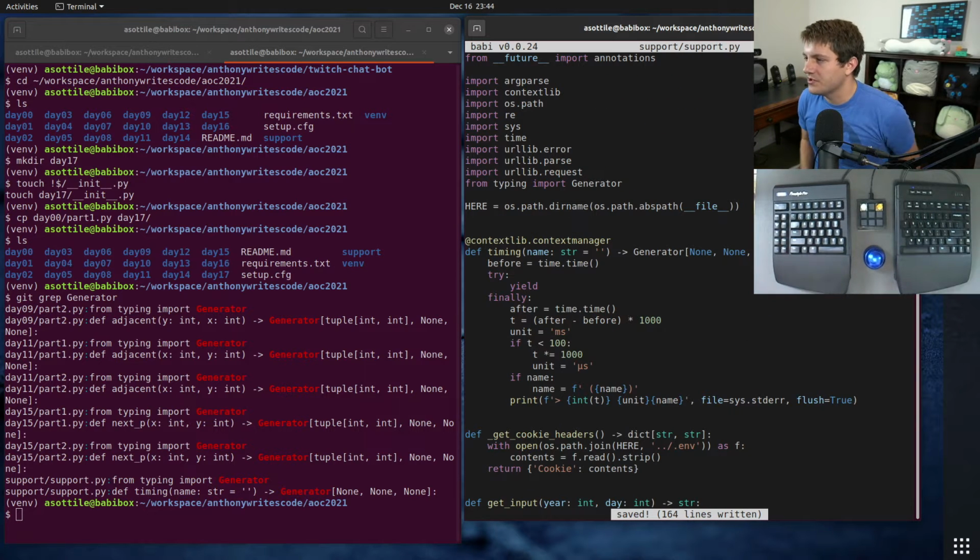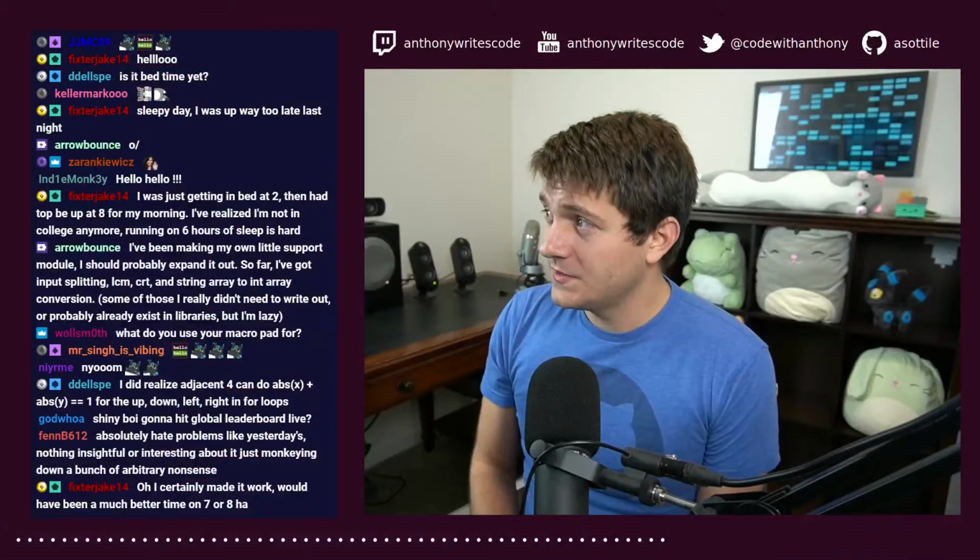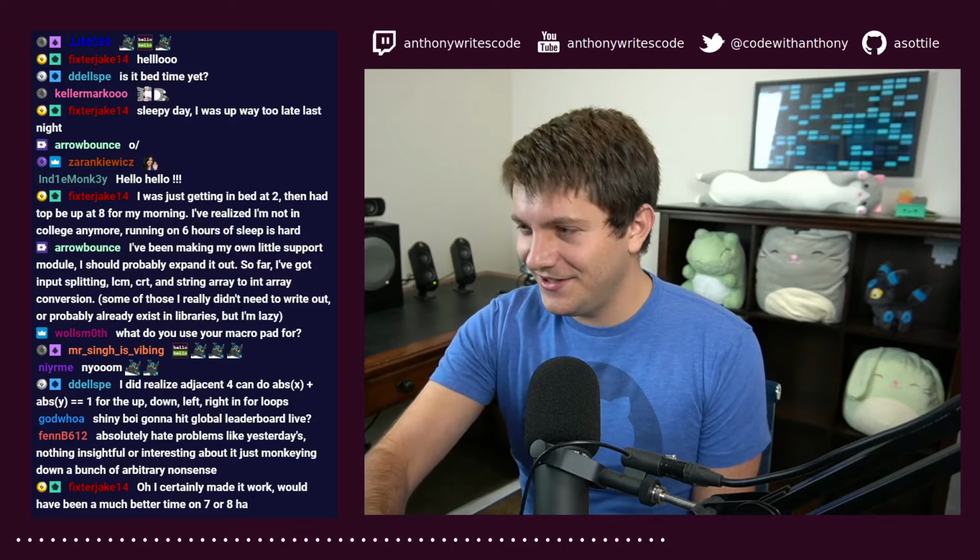Oh, we already have a generator. Cool. Everyone says I'm making my own little support module. I should probably expand it out. So far, I've got input splitting, LCM, CRT. Yeah, I was hoping to get some of that stuff in here. Wolfsmouth says, what do you use your macro pad for? Switching OBS scenes. That's literally it.